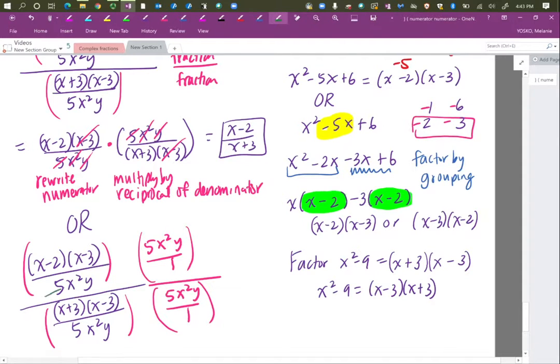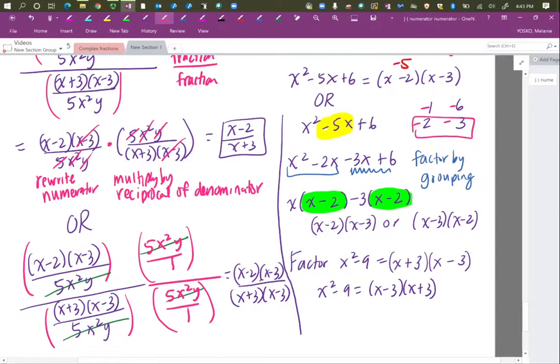When you do that, you see 5x squared y cancels because there's 1 in the numerator and denominator. Same thing down here. So you end up with x minus 2 times x minus 3 divided by x plus 3 times x minus 3. Looking there, we can simplify. You have an x minus 3 in the numerator and in the denominator. So this is x minus 2 over x plus 3. And that's the same thing we got before, just a different way of doing it.